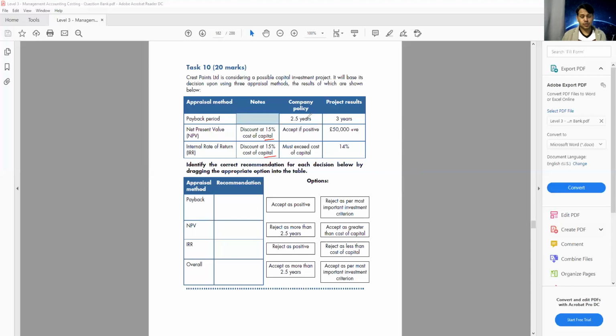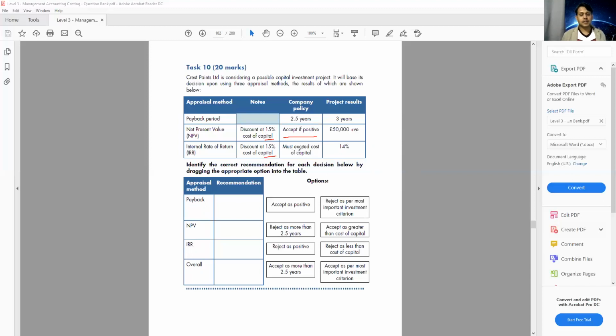Company policy for payback is 2.5 years. If we get the money back within 2.5 years, we'll accept the project. Payback is only concerned about how quickly the money will come back. If it is more than that, we reject the project. For NPV, company policy is accept if positive. Even if the NPV says plus one, positive, not minus, we'll accept the project.